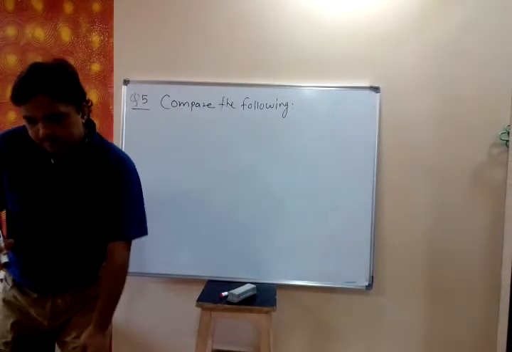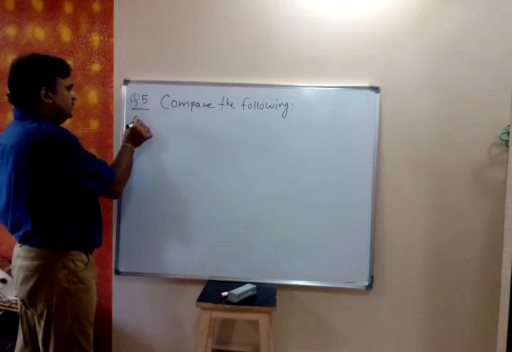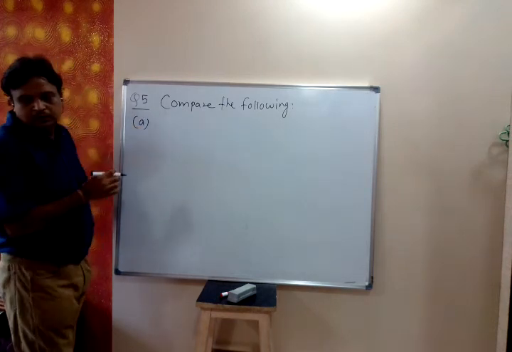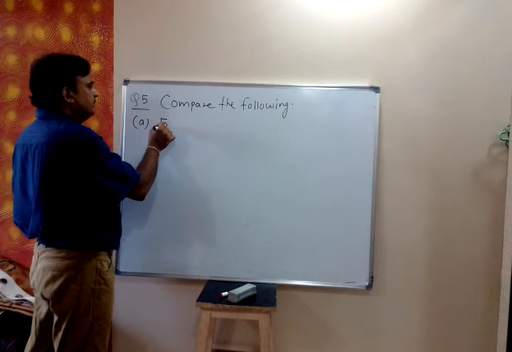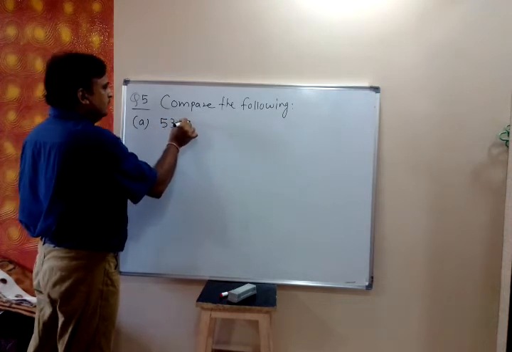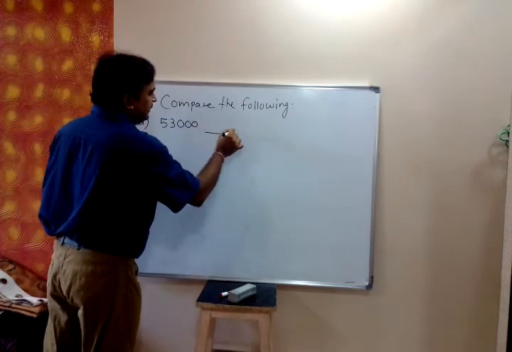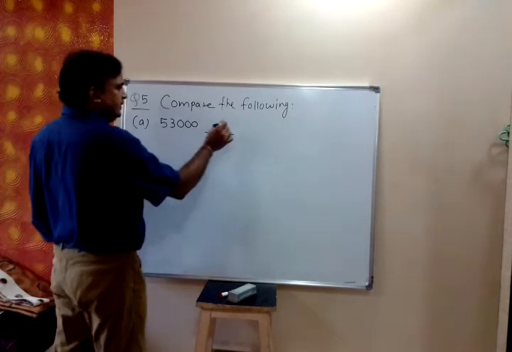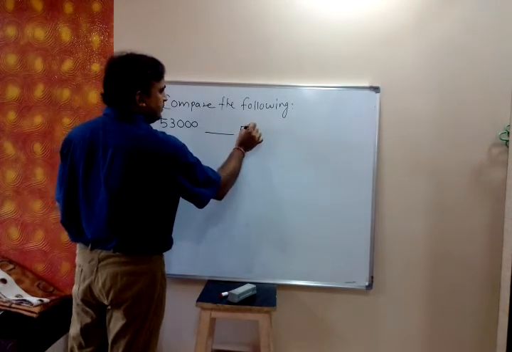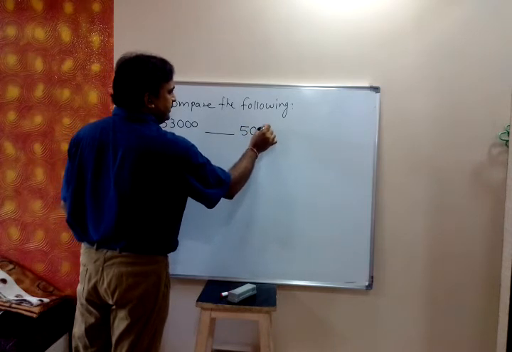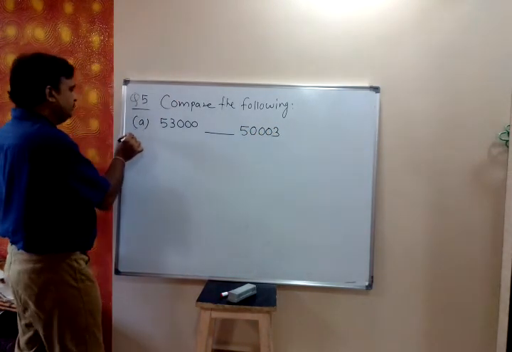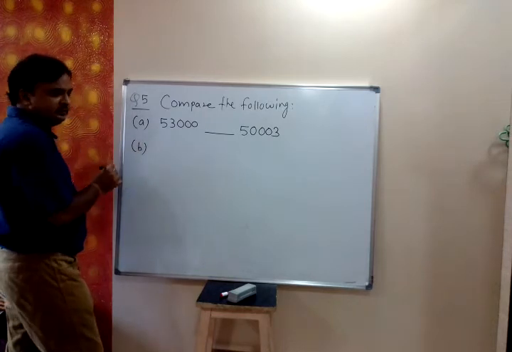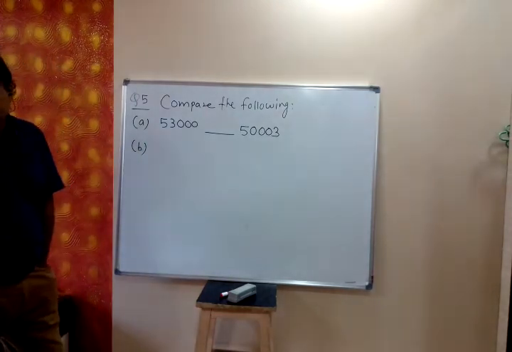First, A, 53,000, then 50,003. B, let me first write all the questions.